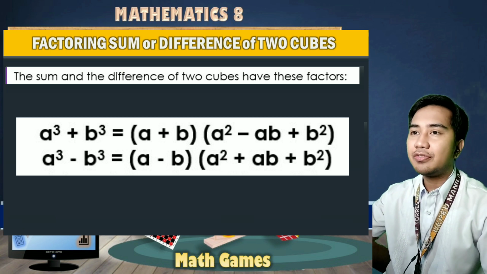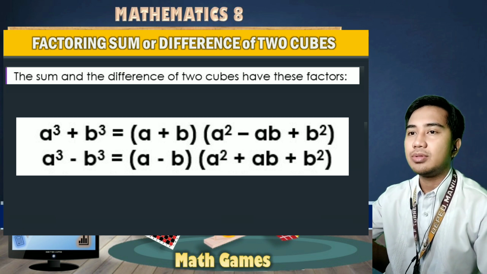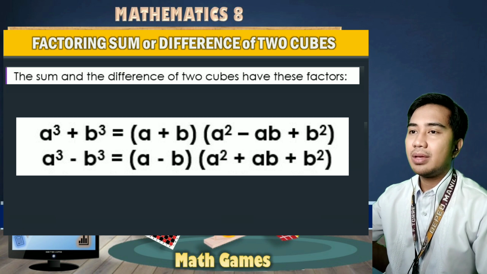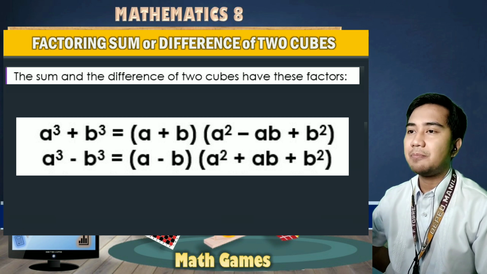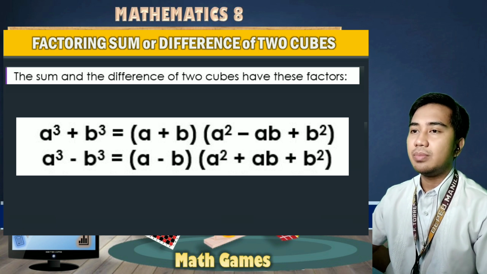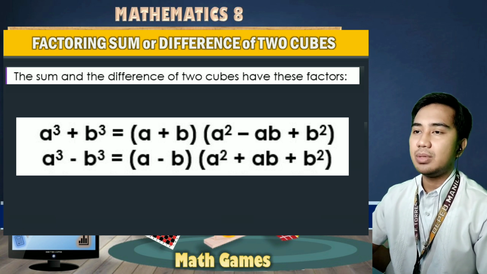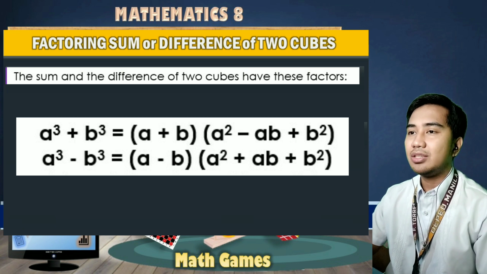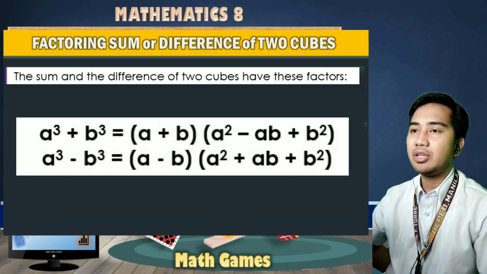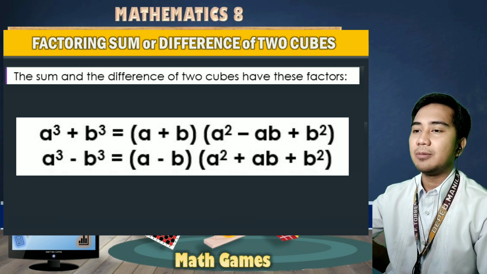Okay, now let's go to factoring sum or difference of two cubes. So the sum and difference of two cubes have these factors. So remember this. For the sum, a cube plus b cube is equal to the quantity a plus b times the quantity a squared minus ab plus b squared. And for the difference, a cube minus b cube is equal to the quantity a minus b times the quantity a squared plus ab plus b squared. So notice that the factors are one binomial and one trinomial.